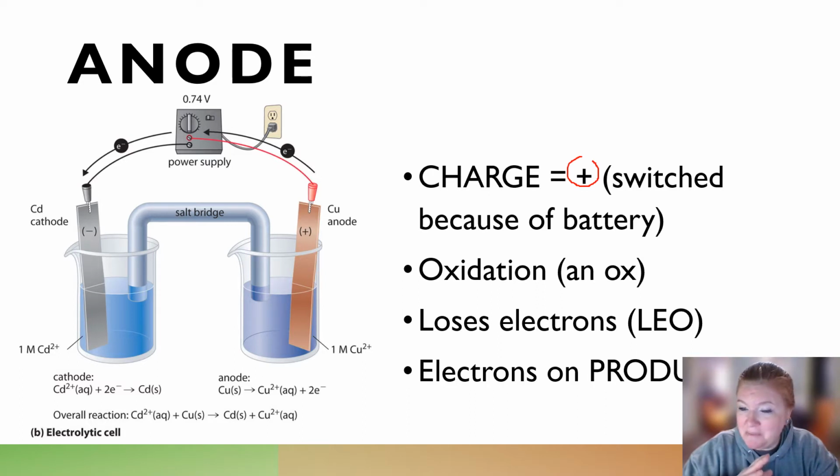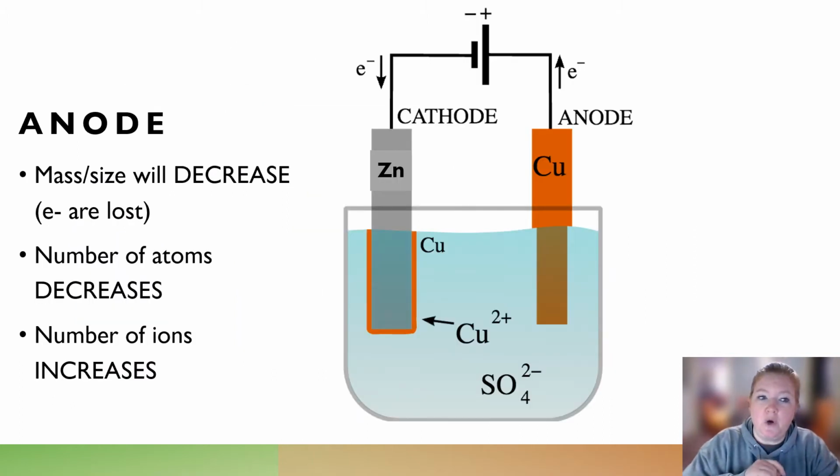How I just remember it usually is the anode is oxidation always 100% of the time, but in an electrolytic cell, the battery's like, the charge switches. So we're still losing electrons. The mass, the size is still decreasing. The number of atoms, which is related to the size, is decreasing, and the number of ions is increasing.